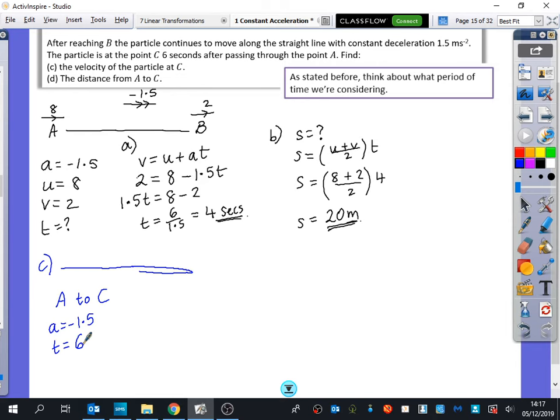2, because we already know from A to B is 4 seconds, so from B to C must be 2 seconds. We know what the initial velocity is. What's the initial velocity? 8. And the final velocity is the thing that we are looking for. We're expecting this to be a negative value because of what we've just predicted. So the final velocity equals u plus at. So that is 8 minus 1.5 times 6, which is -1 meters per second.